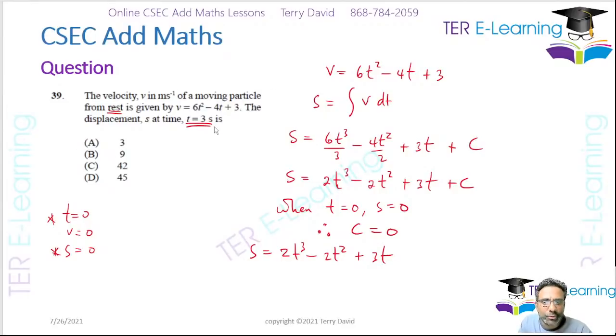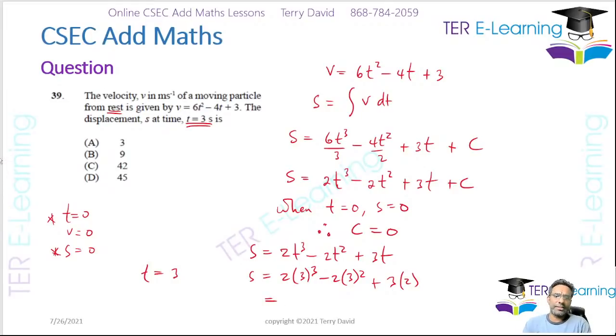So we're going to substitute t equal to 3 in this equation. So t is equal to 3. So therefore, s will be equal to 2 by 3 cubed minus 2 by 3 squared plus 3 multiplied by 2. So let's see what that is. 3 3s, that's 27 by 2 is 54, minus 18 plus 6. So what I'm getting as my answer here is 42 as my displacement. 42.